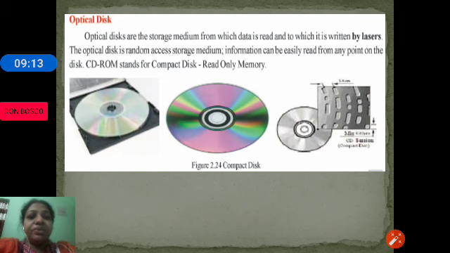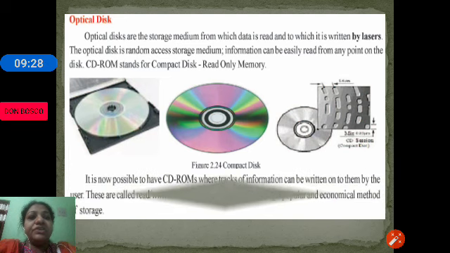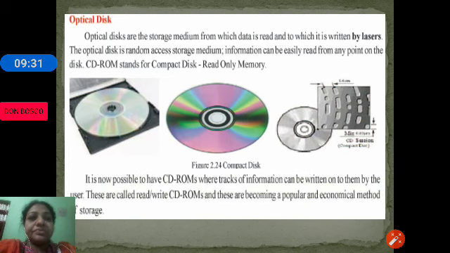So imagine if you have one floppy, you can store 1 MB. The data which can be stored on one CD requires somewhere around 600 floppies. So that's the reason floppies are not used. Instead of that, we use CD-ROMs. So it is possible to have CD-ROMs where tracks of information can be written onto them by the user. They are called read-write CD-ROMs. As they are very economical, they are becoming very popular.